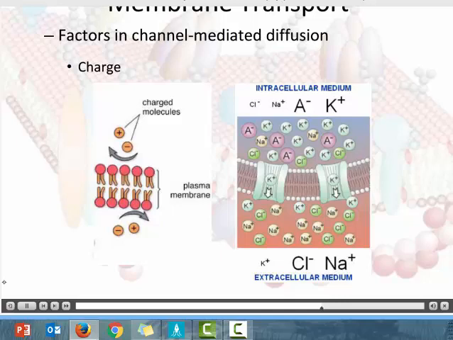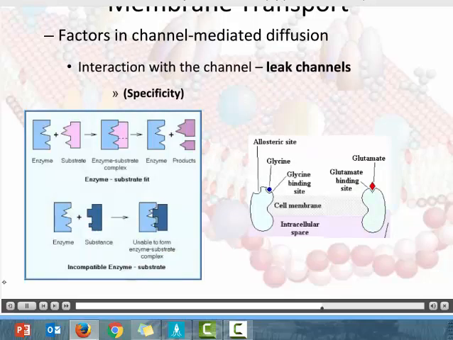And then the interaction with the channel is going to make a big difference. What we mean by this is the specificity in shape of the molecule in comparison to the shape of the transport protein. So you should be hearing a theme here for the use of proteins in transport of materials across the cell. We actually have 3 different types of channels that work in channel-mediated diffusion.